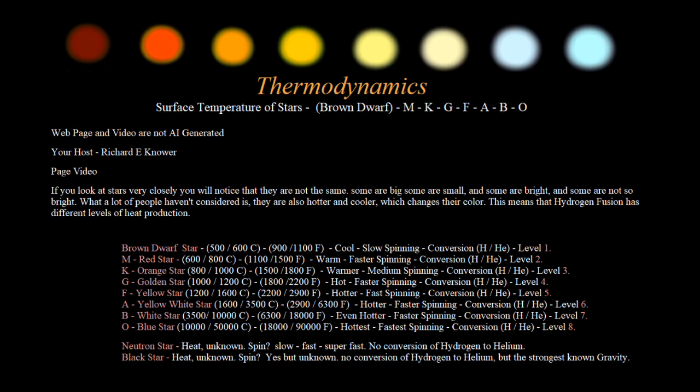B, white star, even hotter, faster spinning, conversion, hydrogen helium, level 7. O, blue star, hottest, fastest spinning, conversion, hydrogen helium, level 8.